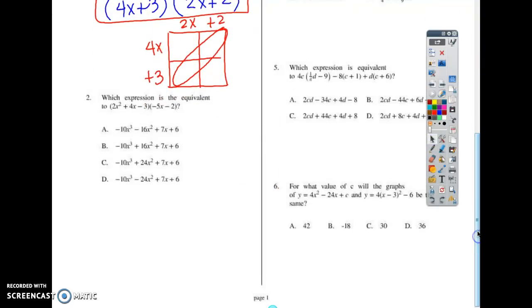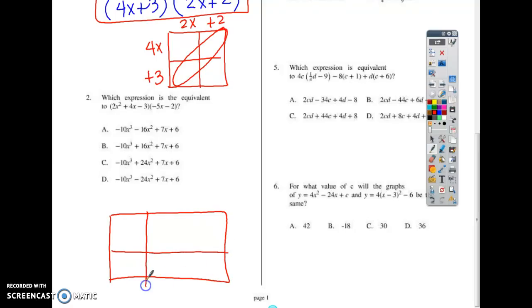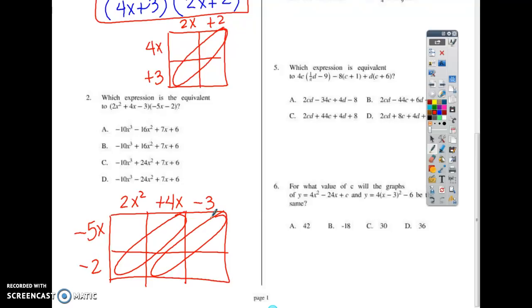Problem number 2, same thing. You are multiplying, so you can do the box. This is a 2 by 3, so you can draw it 2 by 3. And then you put the negative 5x minus 2 on the side with the 2. And then the 2x squared plus 4x minus 3 on the side with 3 things on it. You multiply and then you add the diagonals at the very end. Okay?